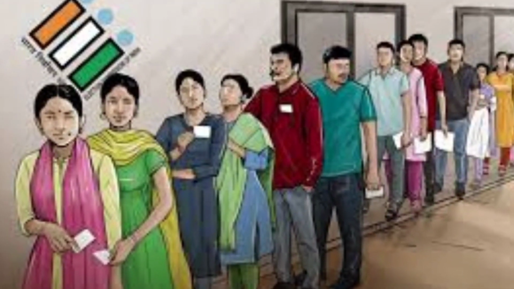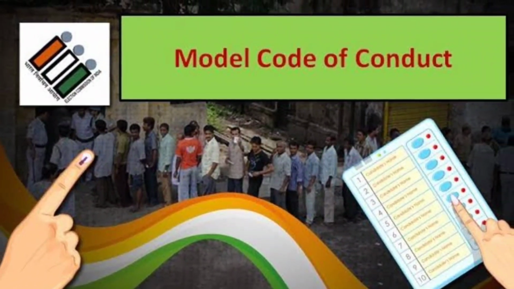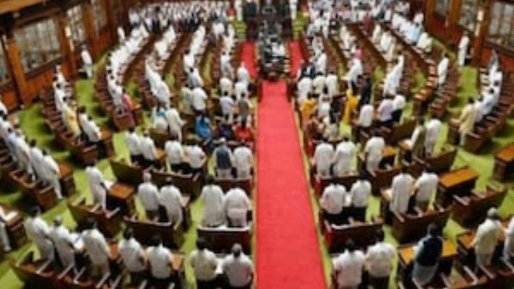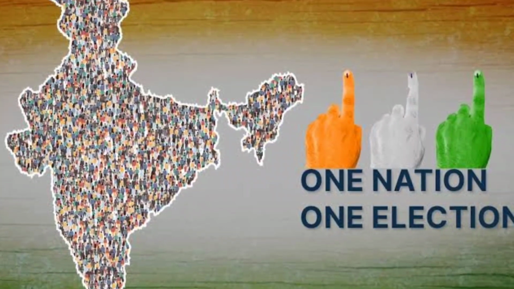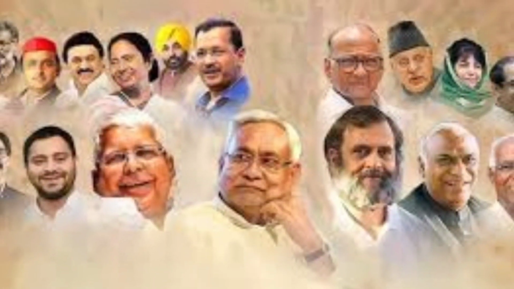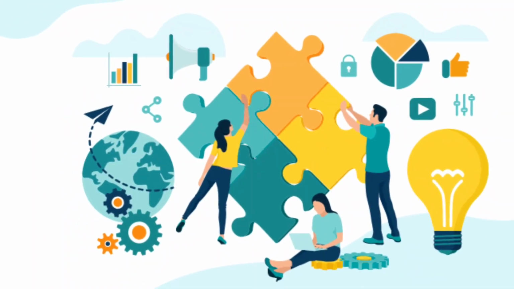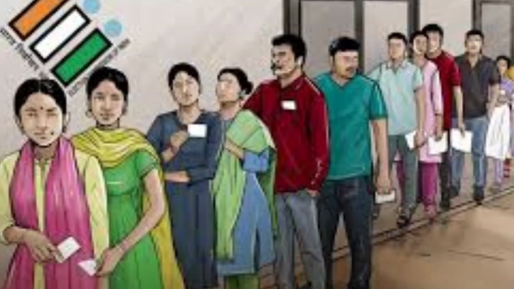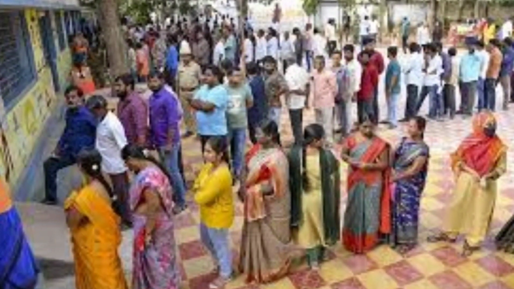Focus on national development. Frequent elections often shift focus from governance to election campaigns, where populist schemes take precedence over long-term development goals. One nation, one election aims to bring stability and a development-oriented approach to governance. Voter fatigue: repeated elections can lead to voter fatigue and reduced voter turnout over time. Holding simultaneous elections may encourage greater participation.